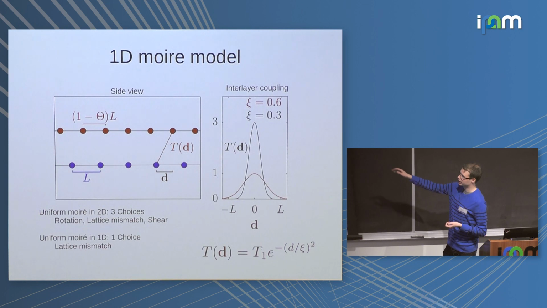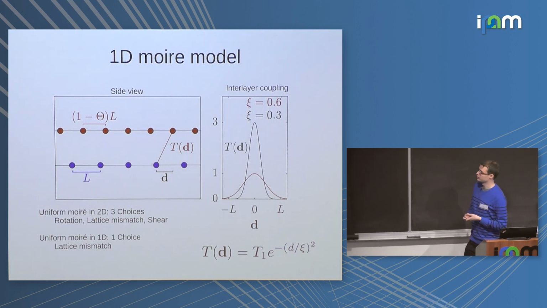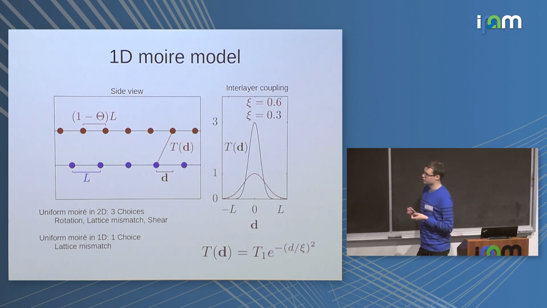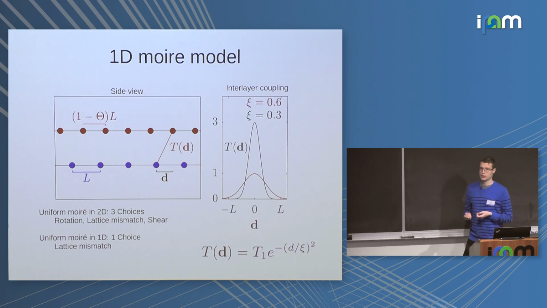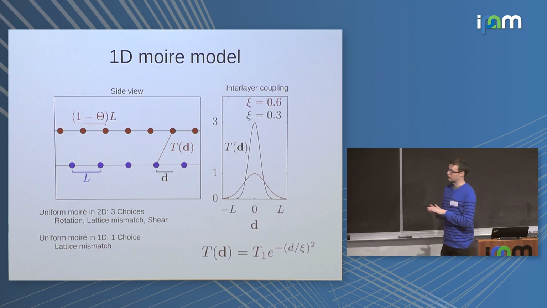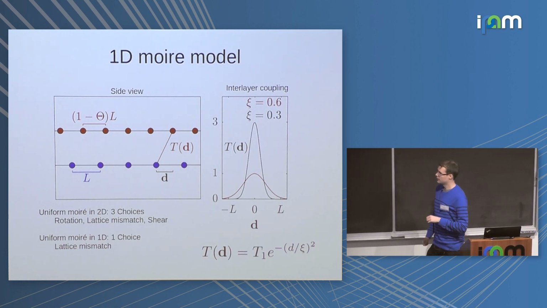We have a blue layer and a red layer. And I'm going to introduce a moiré pattern by changing the length scale of the lattice parameter in the red layer by a little bit. So one thing I want to mention here is that in 2D materials, you actually have three ways of introducing a moiré pattern. You can introduce a rotation, a lattice mismatch, or a strain that's anisotropic. And in 1D, you don't have this luxury. You can only do lattice mismatch.